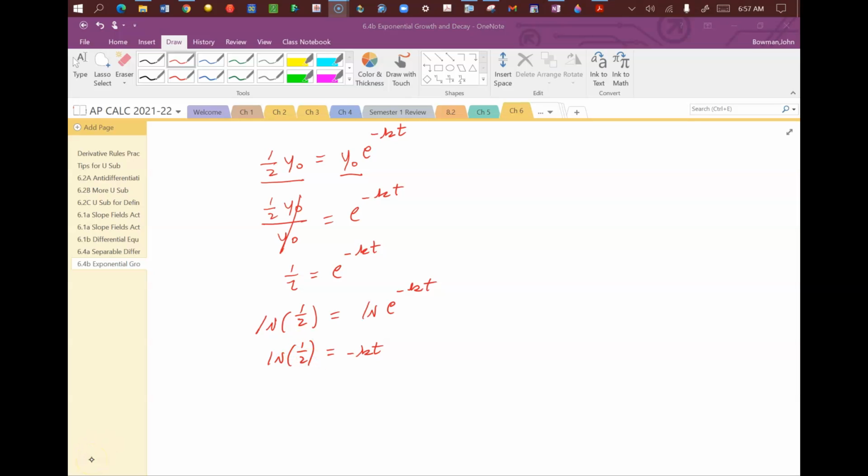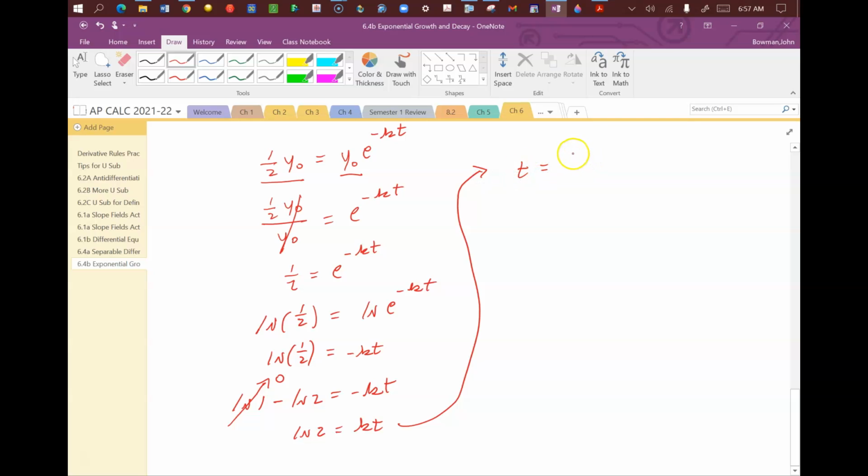And if you remember your properties of logs, you can separate that natural log of 1/2 into the natural log of 1 minus the natural log of 2 is equal to negative kt, and the natural log of 1 happens to be 0. So what do we have? We have the natural log of 2 is equal to k times t, or the half-life, t, is equal to the natural log of 2 divided by k.